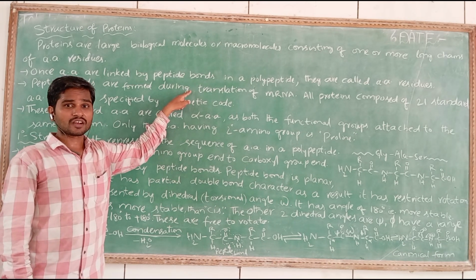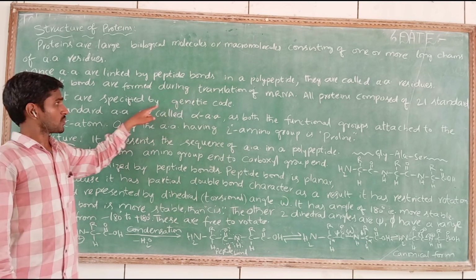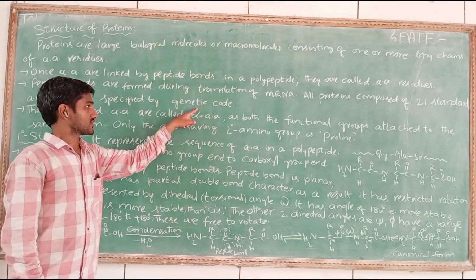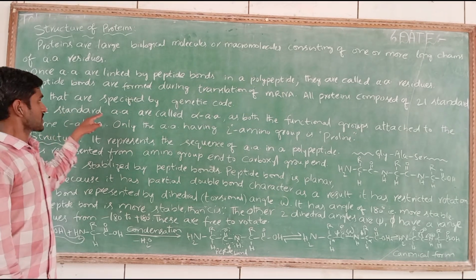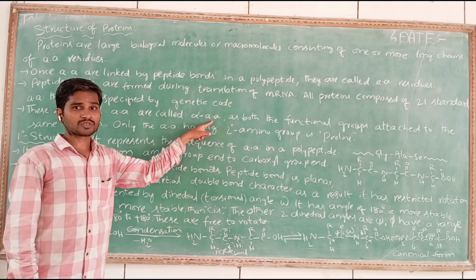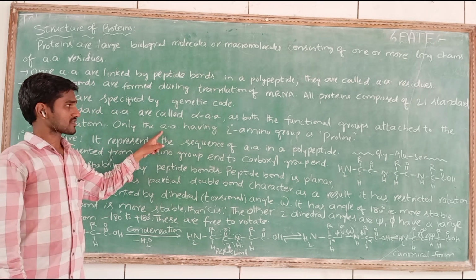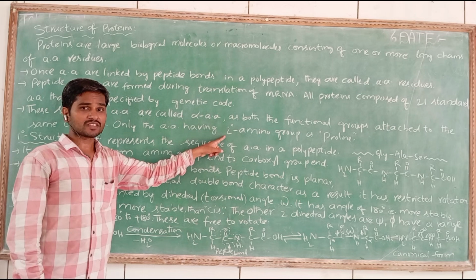All proteins are composed of standard amino acids, around 21 amino acids, which are specified by the genetic code. These standard amino acids are called alpha amino acids, as both the functional groups, amino and carboxyl groups, are attached to the same carbon atom. The only amino acid having a secondary amino group is proline.